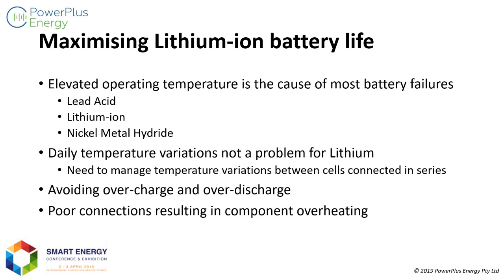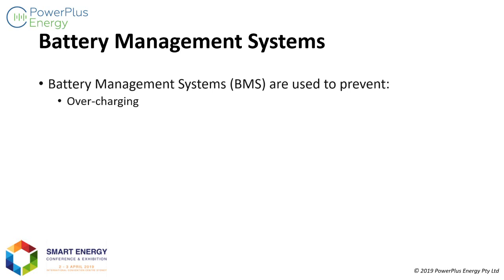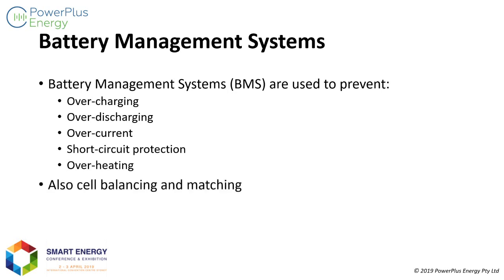So this is why you need battery management systems, right? What the battery management system does for you is that it will stop overcharging, it will stop over-discharging, it will manage the current flow so that it won't overcharge, it will manage any short circuits to protect against fire. It will stop any overheating. So if the cells get too warm, it will shut down the battery. And also it will carry out cell balancing and matching.